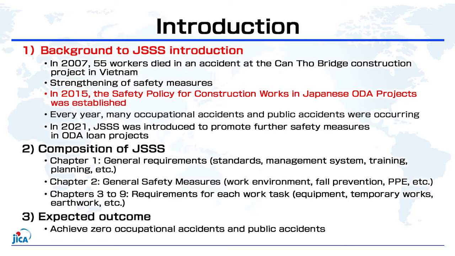Despite JICA's efforts to strengthen safety measures, the number of occupational accidents and public accidents occurring in ODA projects remains high. Construction accidents in ODA loan projects account for about 80% of all accidents in ODA projects. JICA prepared and first issued JSSS in 2021 in order to further promote work safety measures for ODA loan projects.